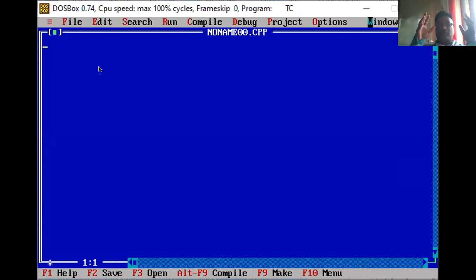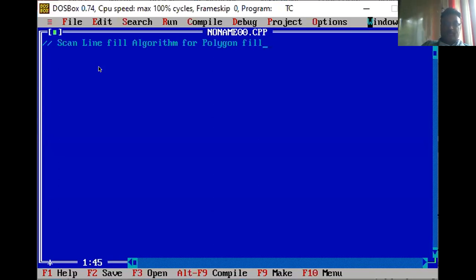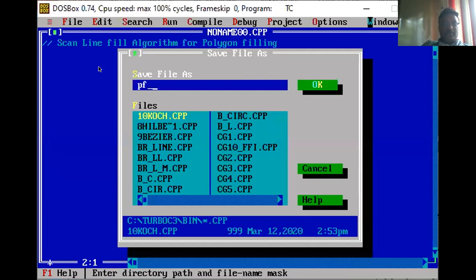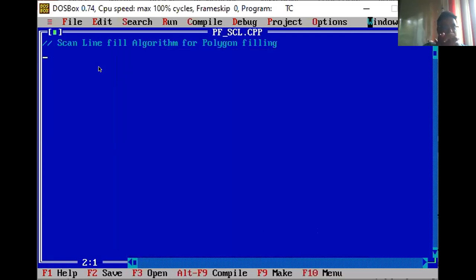Now, whenever you are going to start the program, here you have to consider C++. So that is my program for scanline fill. First of all, you have to put the title by using a comment. Suppose I have used the scanline fill algorithm for polygon filling. Okay, so this is my title of the program, polygon fill by using scanline fill.cpp.